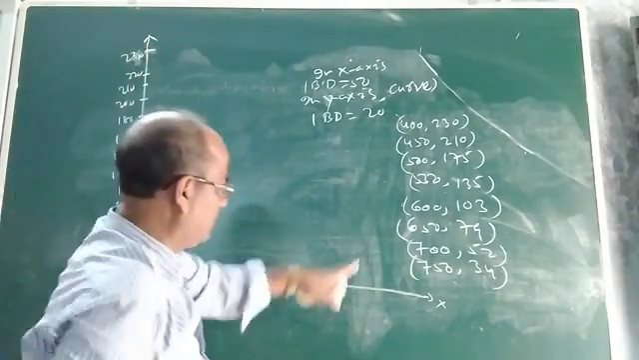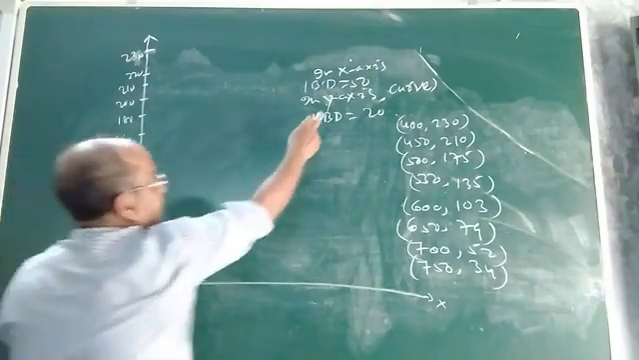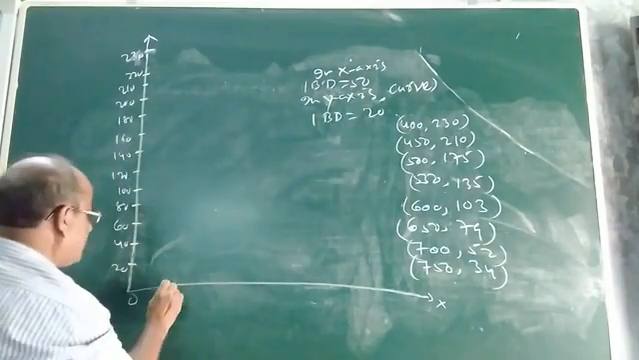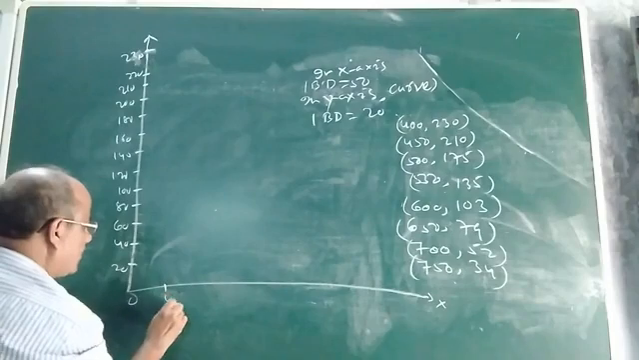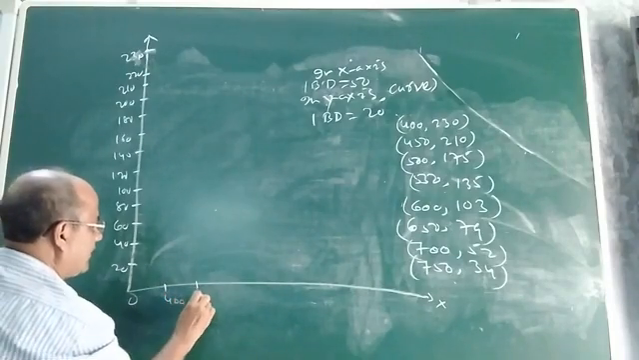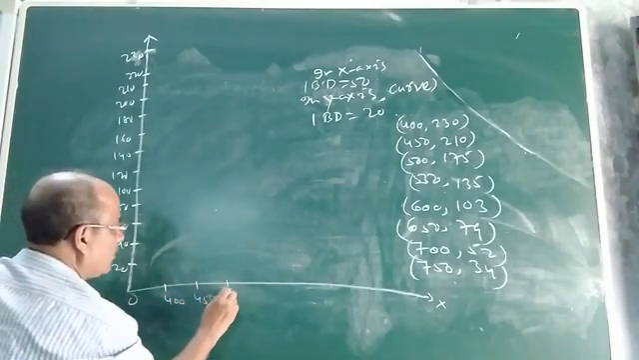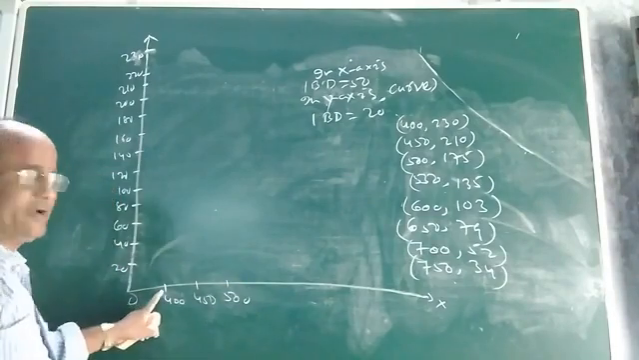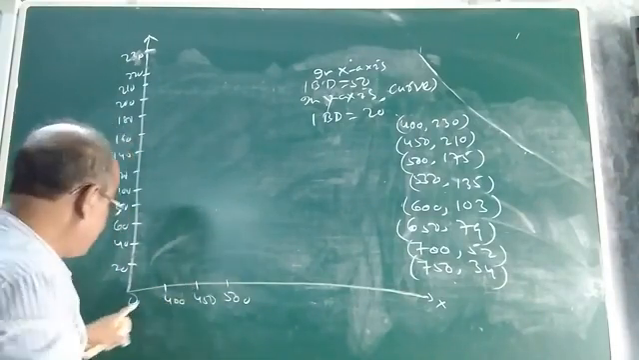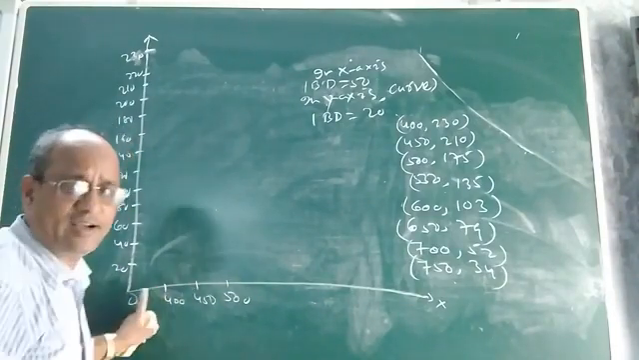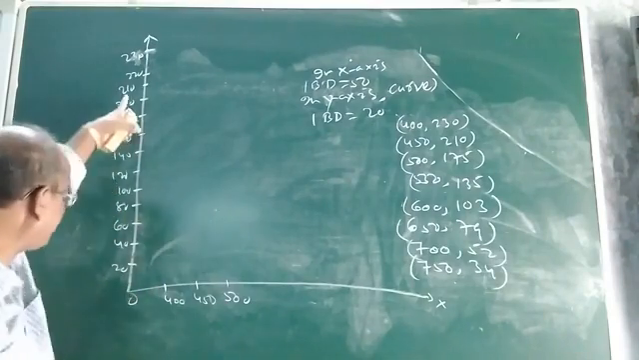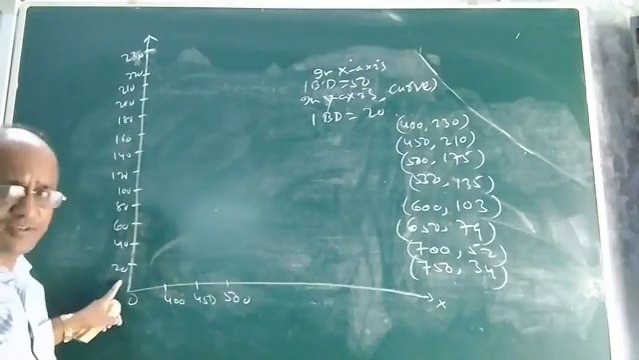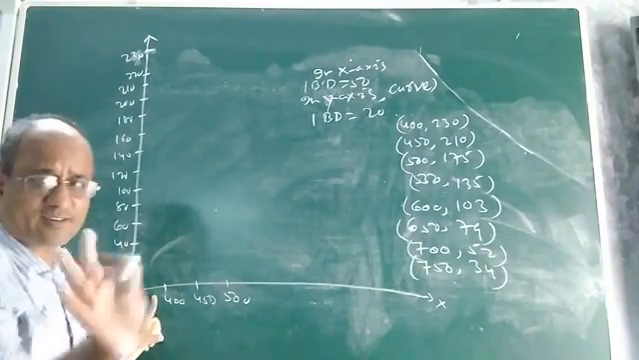Now, in x-axis we have taken one big division equal to 50. Let us start from here. 400, you see, 450, 500. That means one big division equal to 50. But here the scale does not start from the origin. In y-axis, the scale starts from origin. But in x-axis the scale does not start from the origin.